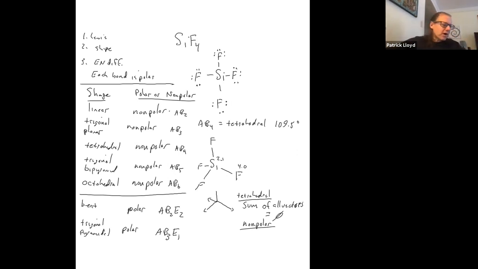So let me show you the water. That's actually water. Again, you do the Lewis structure first. Then you do your shape. Okay, so it's bent, right? 104.5 degrees. Why is it bent? Because it's AB2E2. Easy enough, AB2E2.